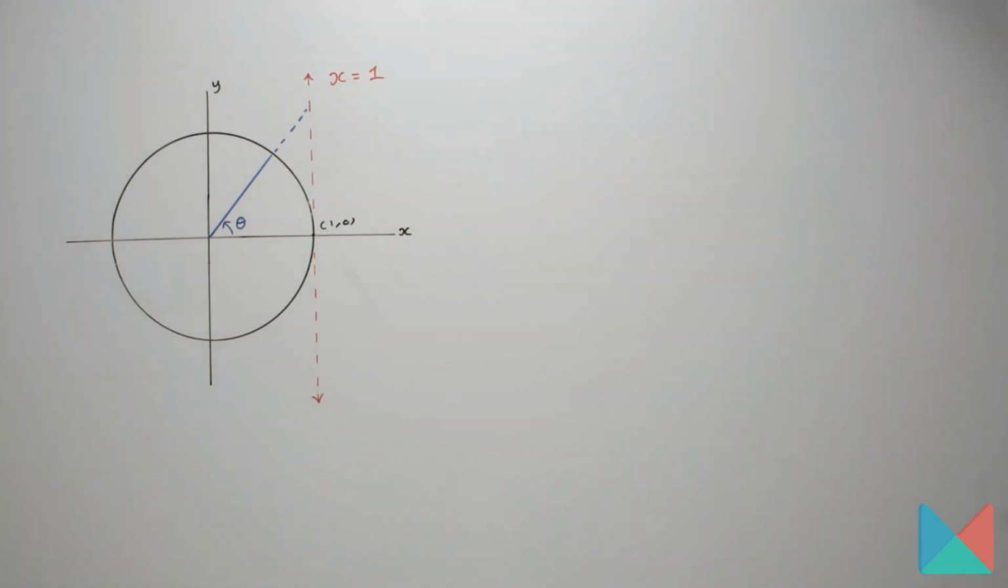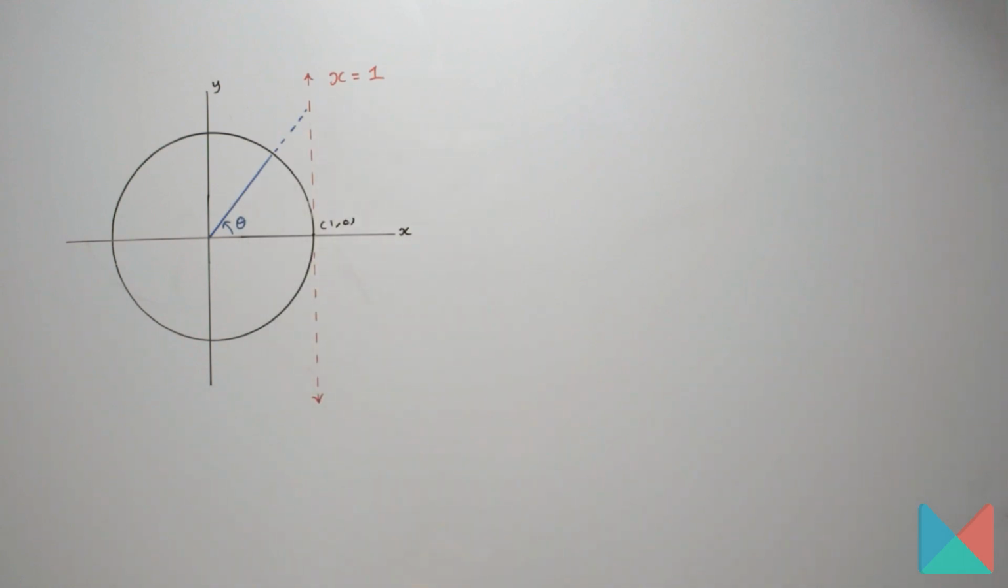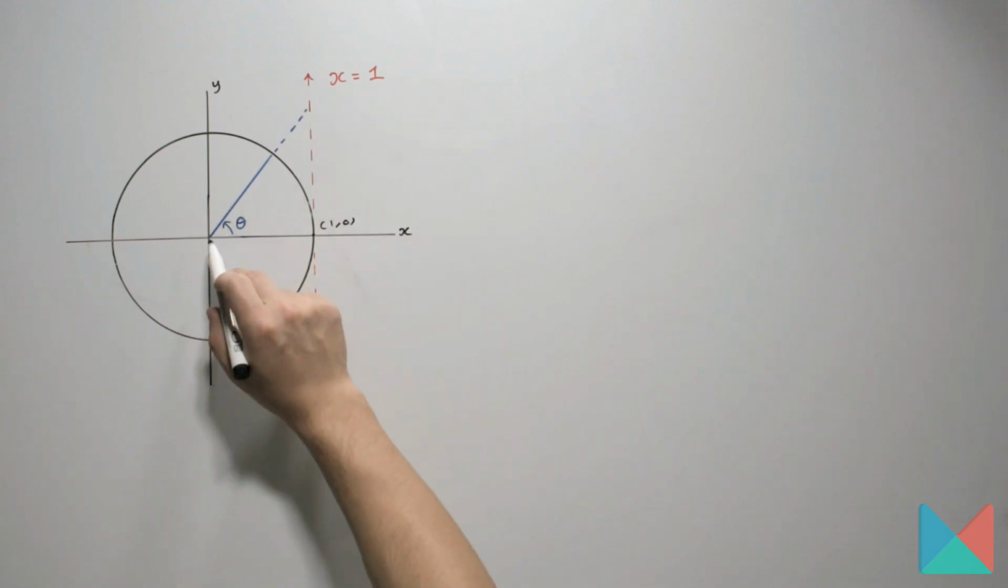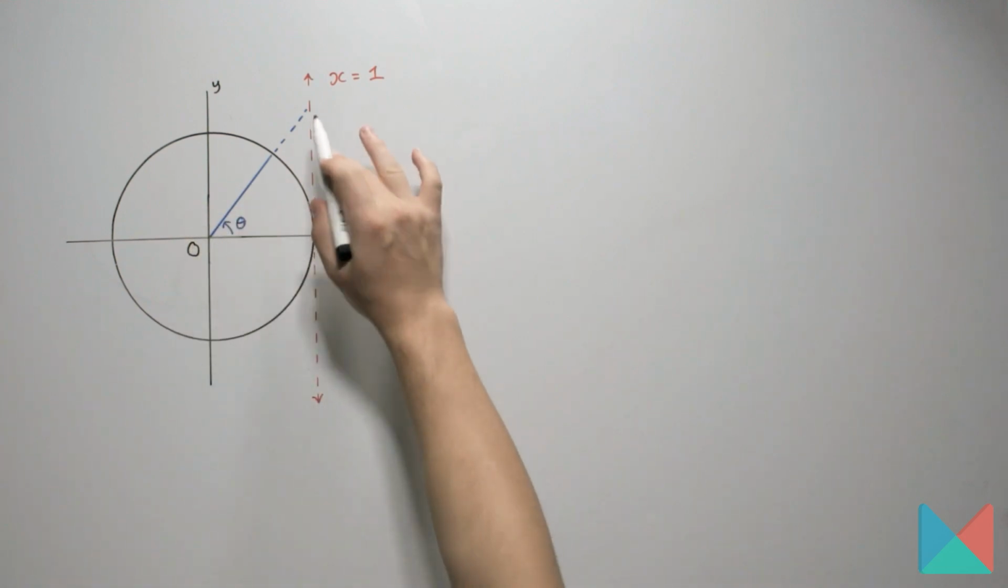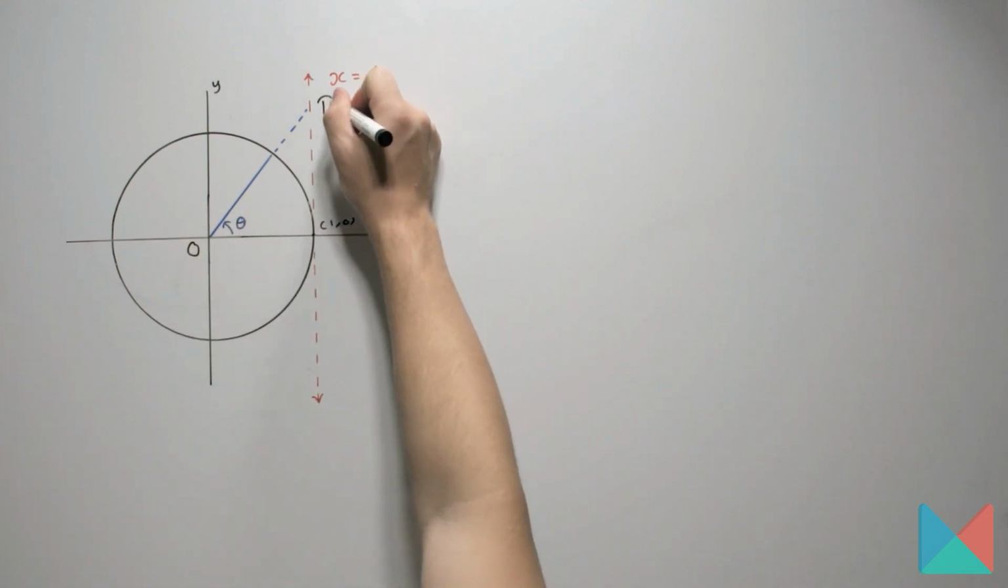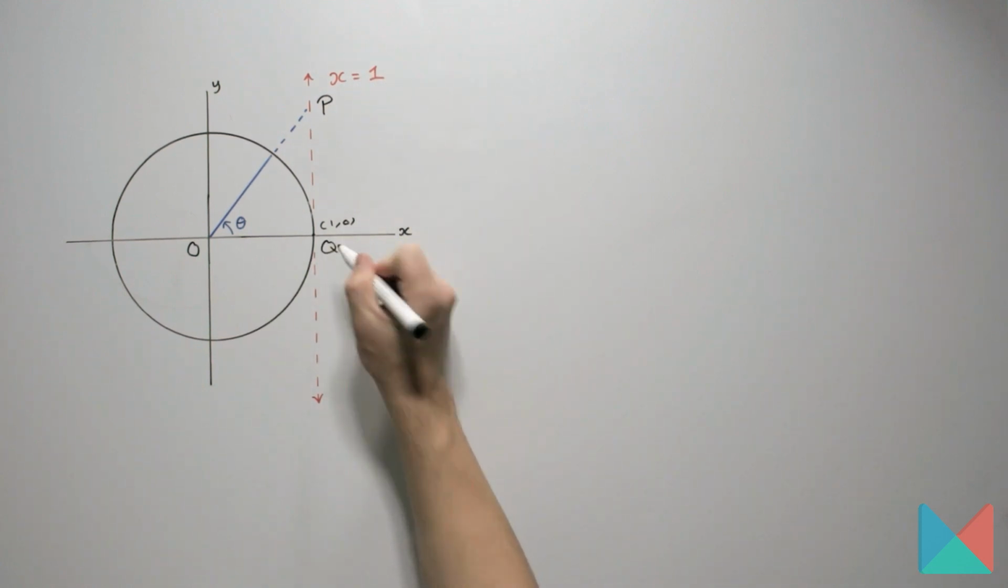And I hope you can notice here that we have a right triangle. And for reference, we're going to label the corners. So starting with point 0, 0, our origin, we'll label as O. And this intersection point we'll label as P. And our coordinate 1, 0 we'll label as Q.